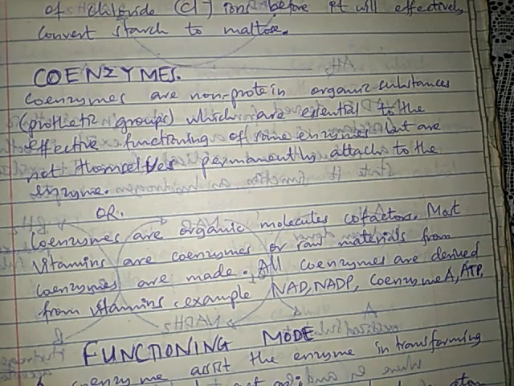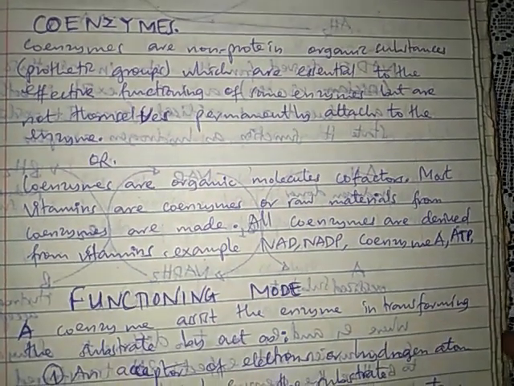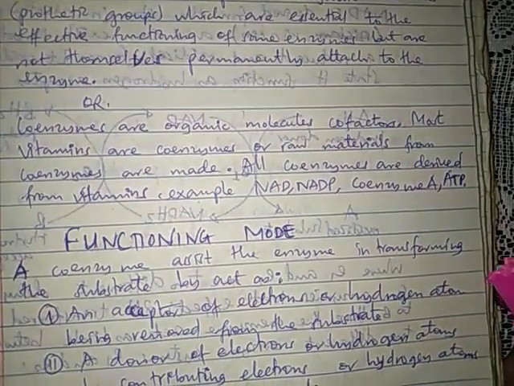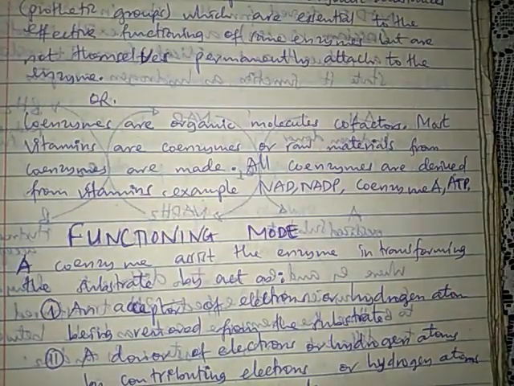Kwa hiyo hizi tutaenda kuzidiscuss baadhi kwenye kufanya kazi, kwamba kwenye functioning mode ya coenzyme, a coenzyme assists the enzyme in transforming the substrate by acting as an acceptor of electrons or hydrogen atoms being removed from the substrate.